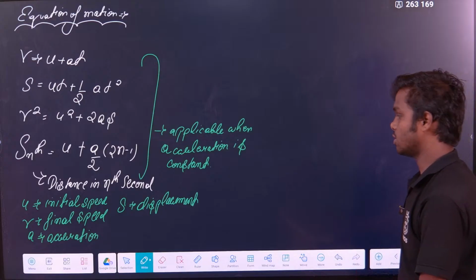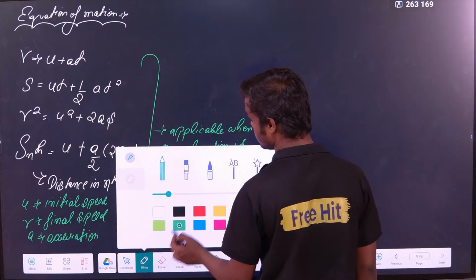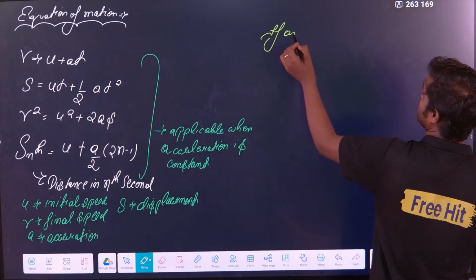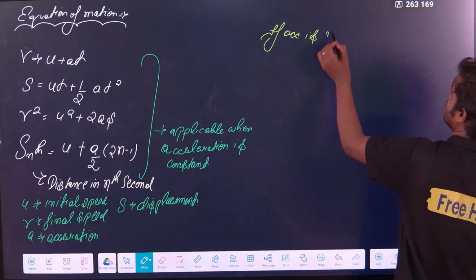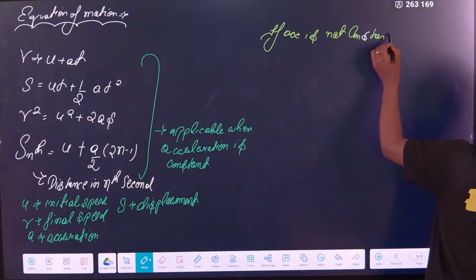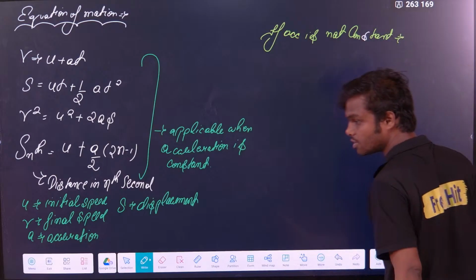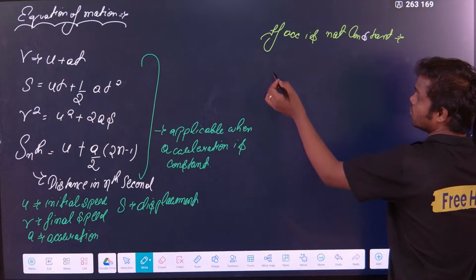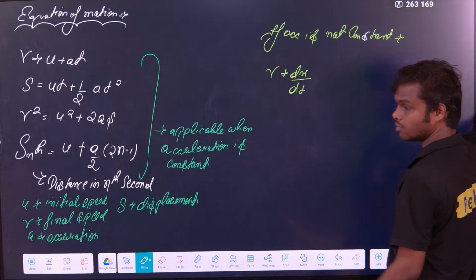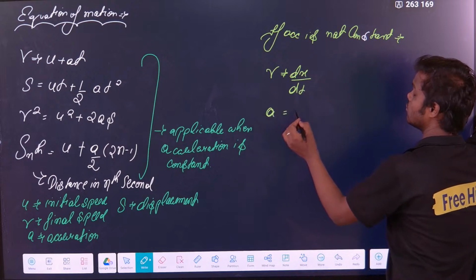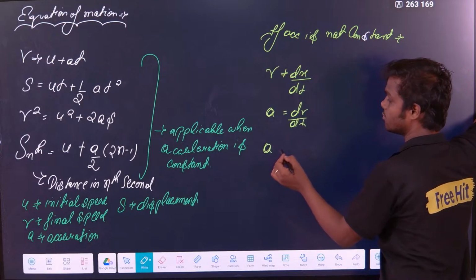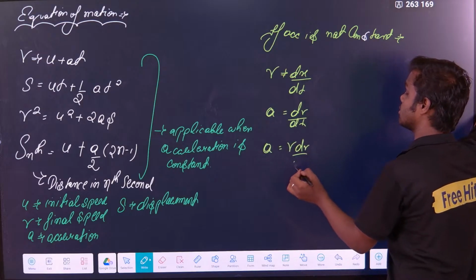Clear? Okay, but sir, if acceleration is not constant, then what will you do? If acceleration is not constant, then we have other equations. If you remember, what are those equations? The first is v is equal to dx by dt. Second equation, a is equal to dv by dt. And the third equation, a is equal to v dv by dx.